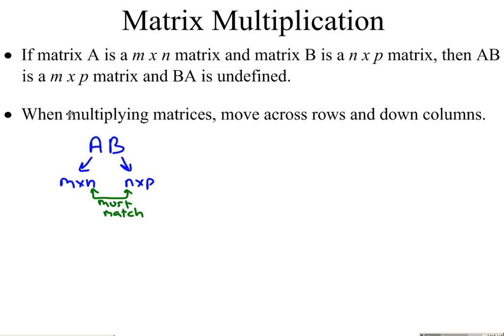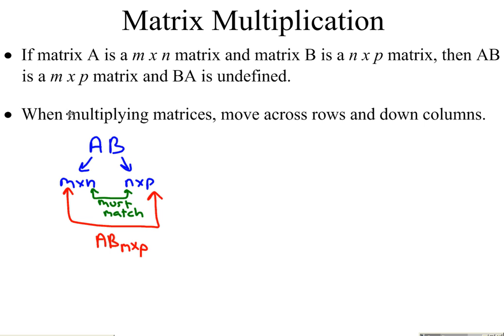More than that, once we know that those two middle numbers match, the outside two dimensions are the size of the matrix that you get, which is why A times B is going to be an m by p matrix.